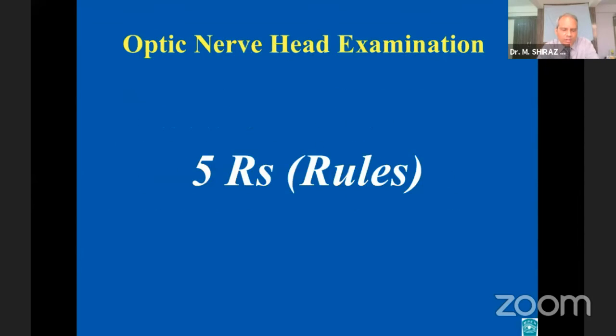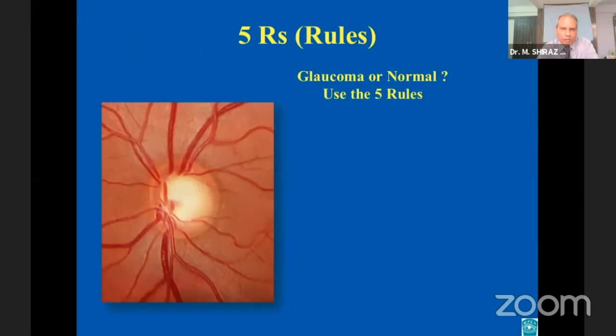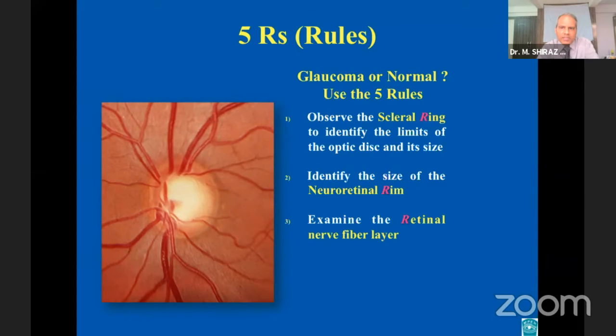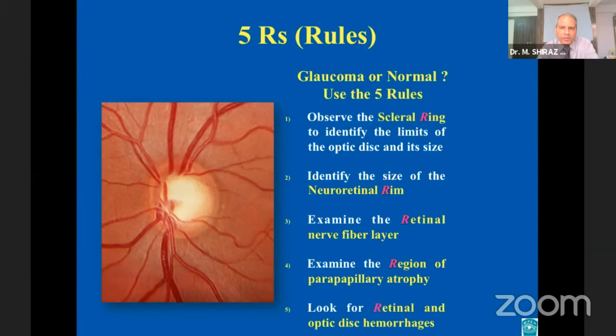So finally, when one starts examining the optic disc, one should remember the 5 R's or the 5 rules. If you remember these 5 R's, you're not going to miss anything. So what are these 5 R's? First, observe the scleral ring to identify the limits of the optic disc and its size. Second, identify the size of the neuroretinal rim. Third, examine the retinal nerve fiber layer. Fourth, examine the region of the parapapillary atrophy. And finally, look for retinal and optic disc hemorrhages.